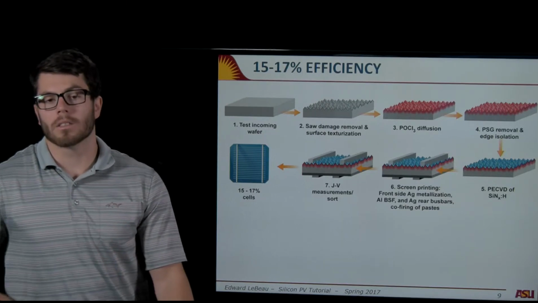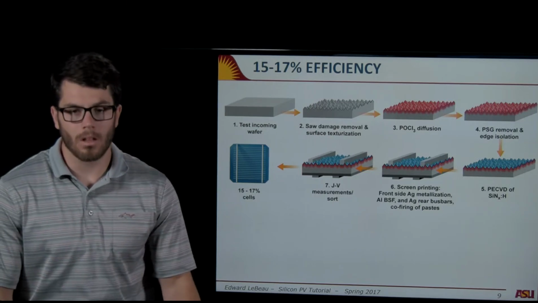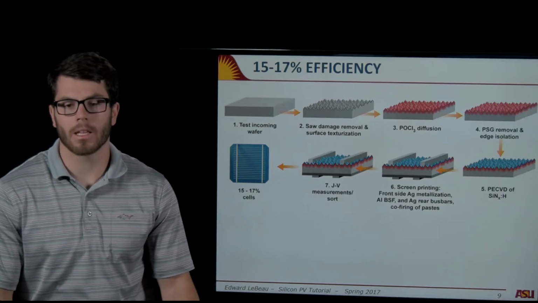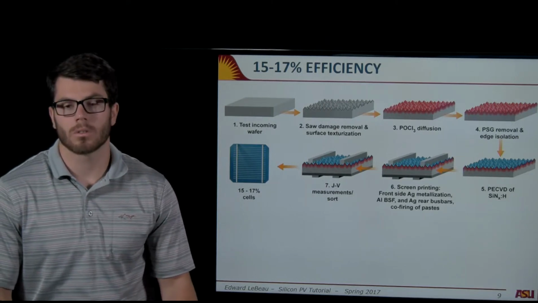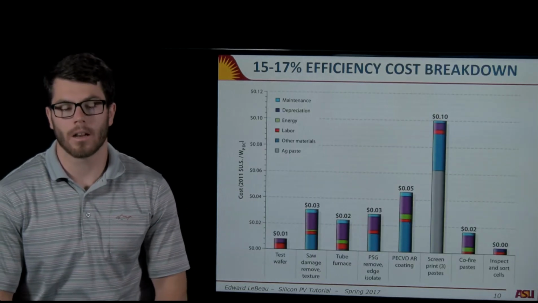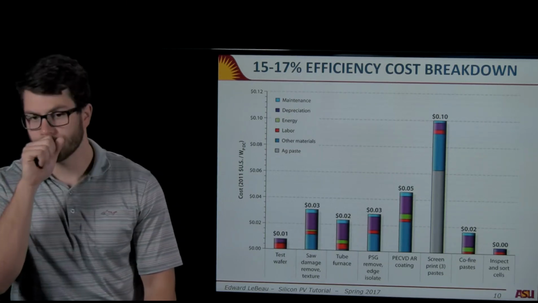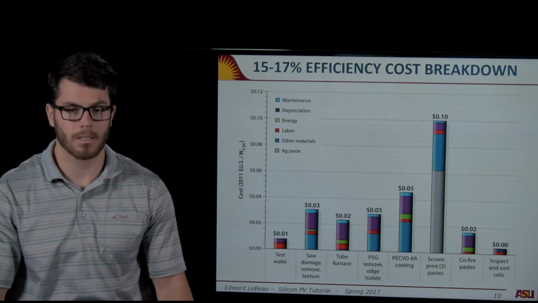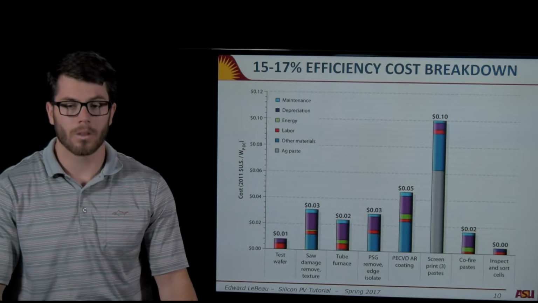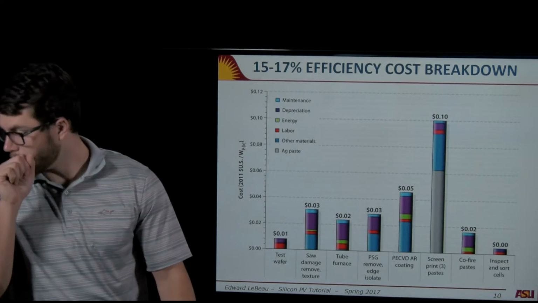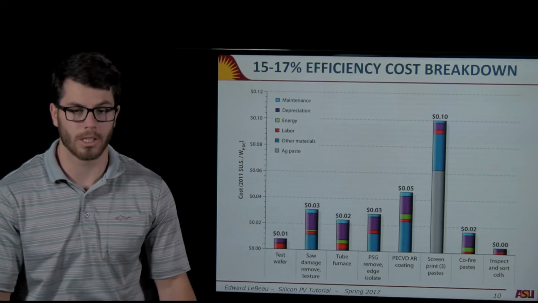So here we're going to talk about a simple solar cell, a 15 to 17% cell on the cell level. This is really the most basic way of making a photovoltaic cell. This is just a standard single crystalline solar cell. So here's the cost breakdown on the cell level. The x-axis is all the different steps in the process and what they cost. The y-axis is the cost. If you look at it, our big cost drivers are silver paste, materials, and depreciation.